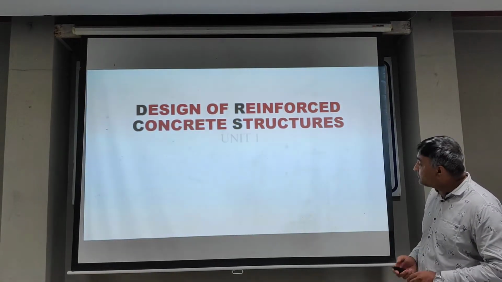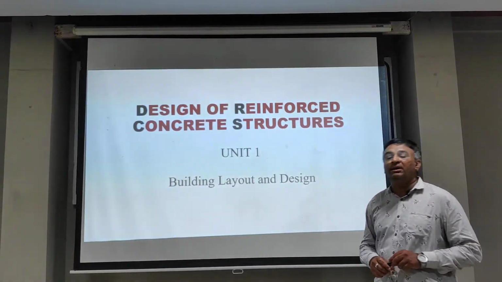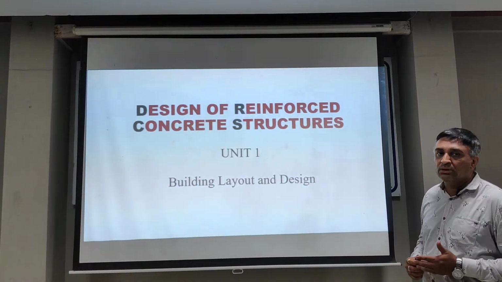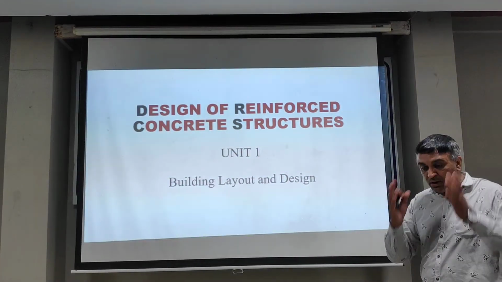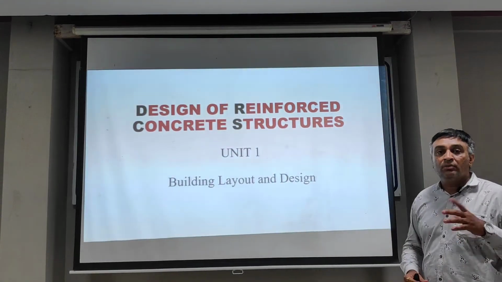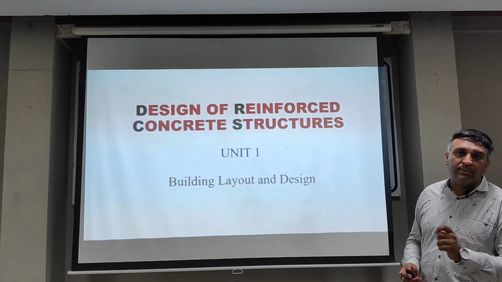The first unit is what? Unit 1 in this is building layout and design. Before we start, as I already told you, in this chapter we will discuss where the one-way slab is, where the two-way slab is, where the beam is, where the column is, and what number indicates on that column and beam.